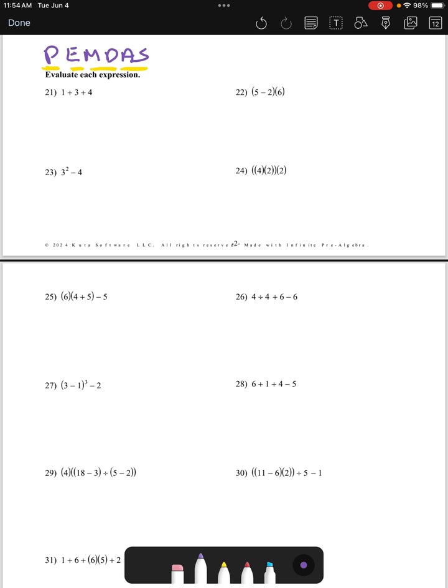In the first example, we are asked to add 3 numbers. Nice and simple introduction to the idea. Everything is addition. So there's no parentheses, no exponents, no multiplication, no division. So right away, we're just going to work this problem left to right. So 1 plus 3 is 4, and 4 plus 4 is 8.